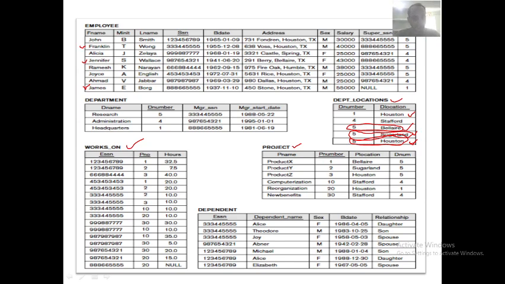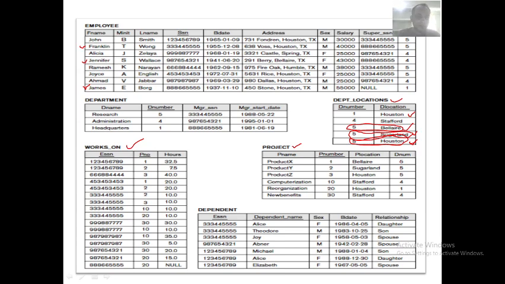In that project table, product Y is there, which is handled by department number 2, and the location is Sugarland, and again it is also controlled by department number 5. Like this, all the departments will be there, all the projects will be there. How many projects are there? 1, 2, 3, 4, 5, 6. There are 6 projects going on in different locations, handled by different departments.